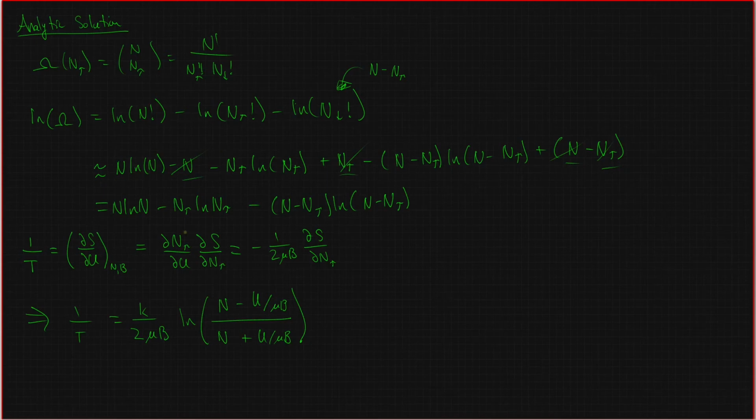Okay, so at this point, you just want to solve for U in terms of the temperature. You could either do it by hand, or you could just pop it in Mathematica, tell it to solve, do the work for you. You've got your own assistant. So if we do that, we have that U is just going to be mu times B times N times the quantity 1 minus e to the 2 mu B all over k times T, all over 1 plus e to the mu B all over k times T.